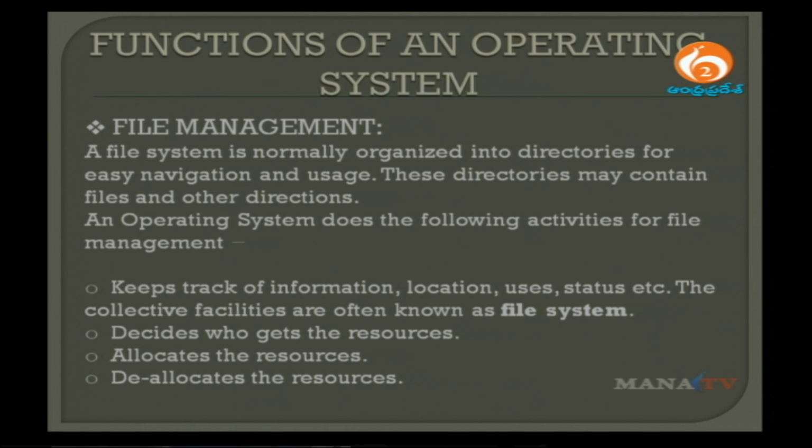And now the operating system has another thing, that is file management. Yes, we do keep a lot of files in our operating system and storage, isn't it? So how are these files actually being operated? Through the operating system. So now let us see the slide. A file system is normally organized into directories for easy navigation and usage. These directories may contain files and other directories. An operating system does the following activities for file management.